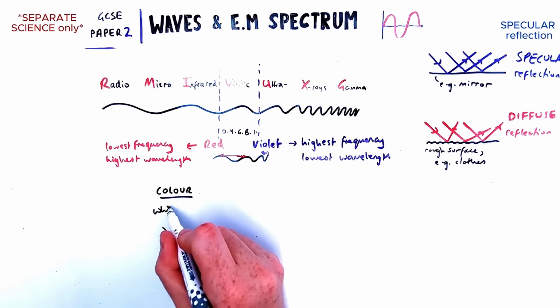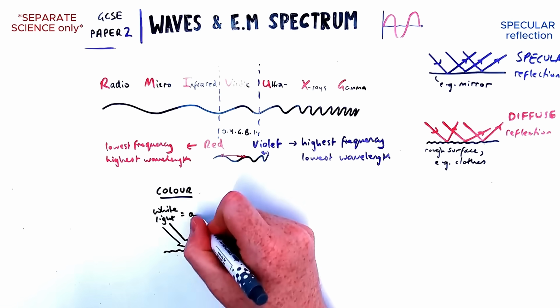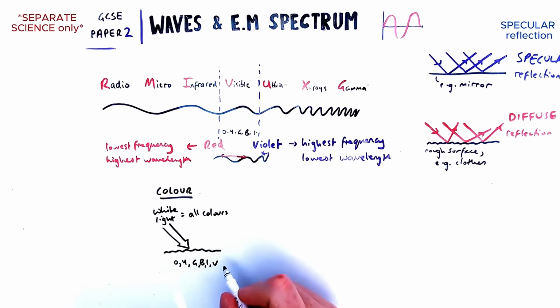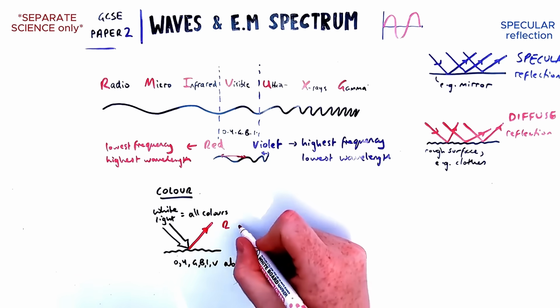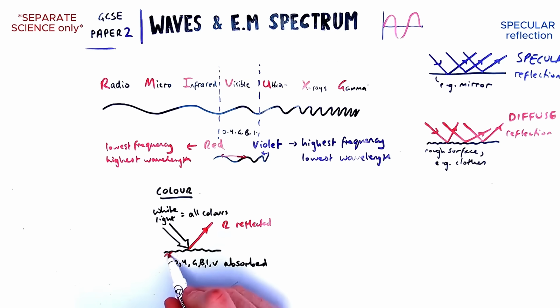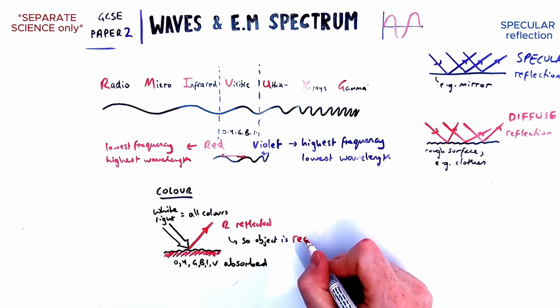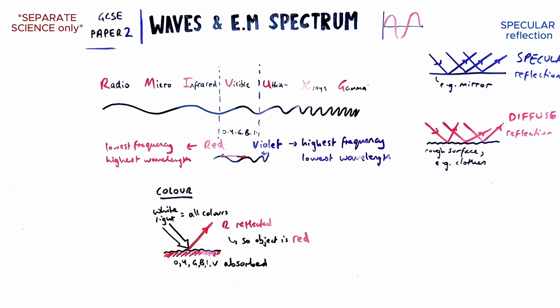So if I have white light, which, if we don't know, contains all colours, and it hits a surface, and only the red part of the spectrum is reflected, with orange, yellow, green, blue, indigo, violet being absorbed, that shows us that the colour of the object is red. And if I was looking at that object, you would see it as red because it's only reflecting red light.